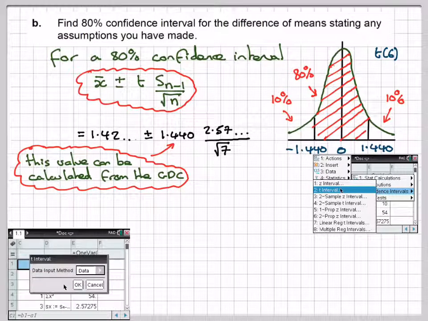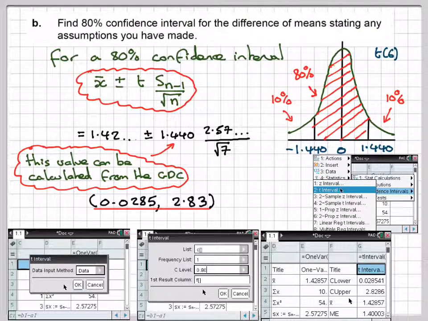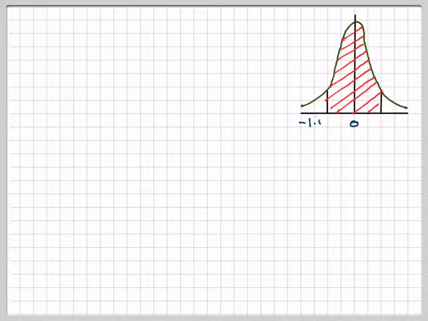So here are screenshots of that. And therefore we get the two values here, 0.0285, 2.83. Now, that's the answer. This bit's not really essential to actually put in the exam, but if you want to know how to calculate this value, if we go to another screen, so draw the graph again.